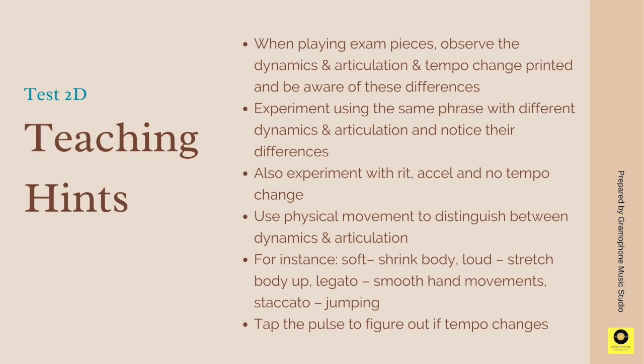You can also introduce physical movement to distinguish between the dynamics and articulation. For instance, when it's soft, shrink the body. When it's loud, stretch the body up. When legato, use smooth hand movements, and staccato jumping. You can also have the student tap the pulse to figure out if the tempo changes.